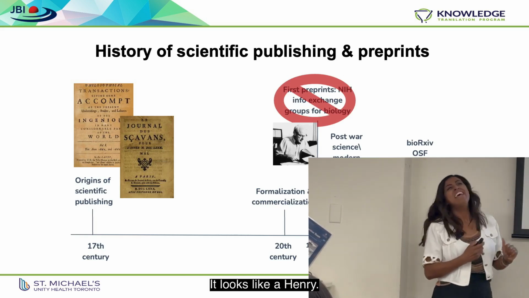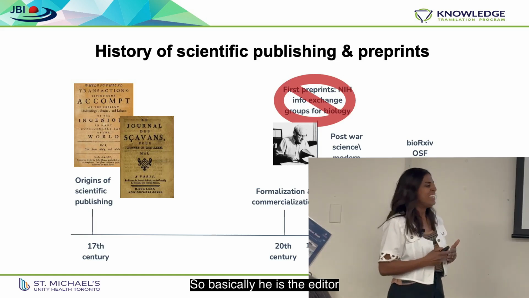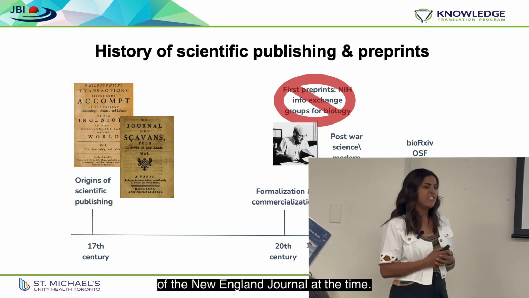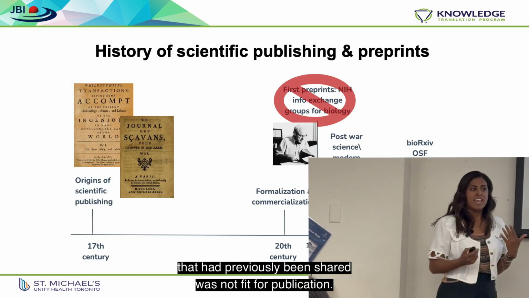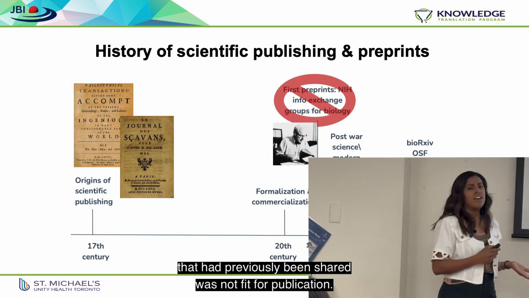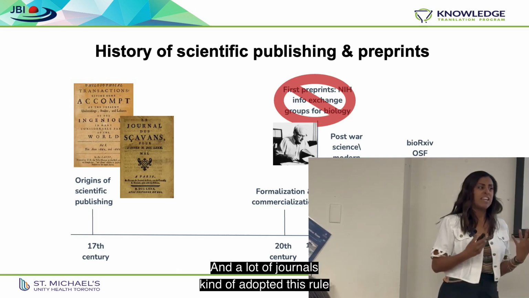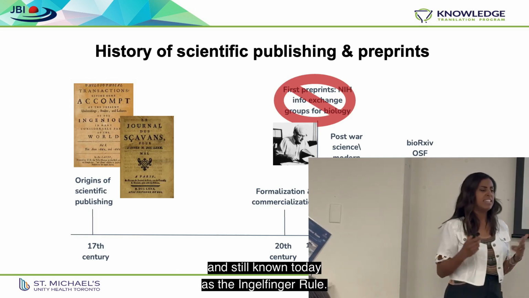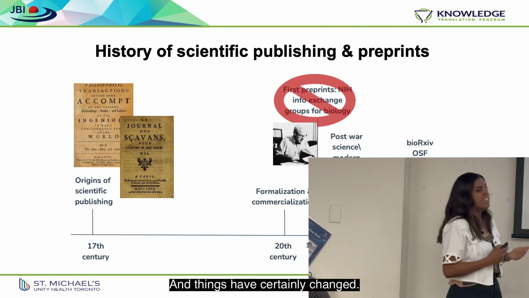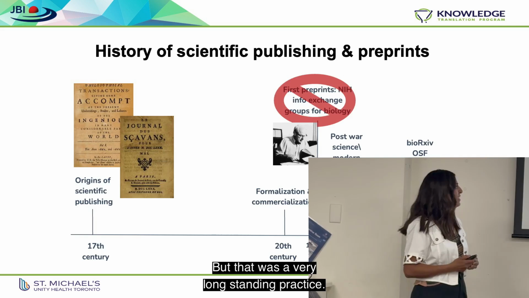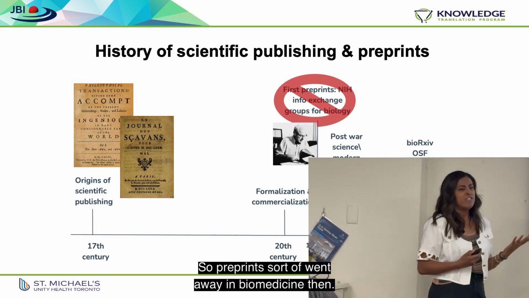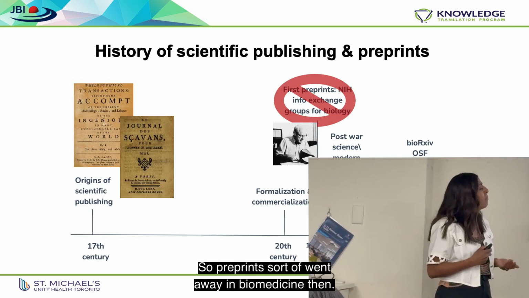So this is, I can't remember his first name, maybe Henry. It looks like a Henry. So basically, he was the editor of the New England Journal at the time. And in the 60s decided that any research that had previously been shared was not fit for publication. And a lot of journals kind of adopted this rule, and it's still known today as the Ingelfinger rule. And things have certainly changed, but that was a very long-standing practice. So preprints sort of went away in biomedicine then.